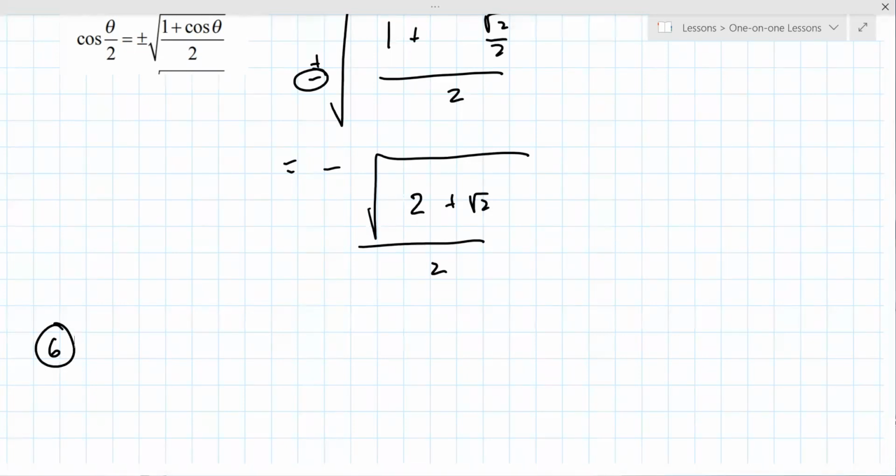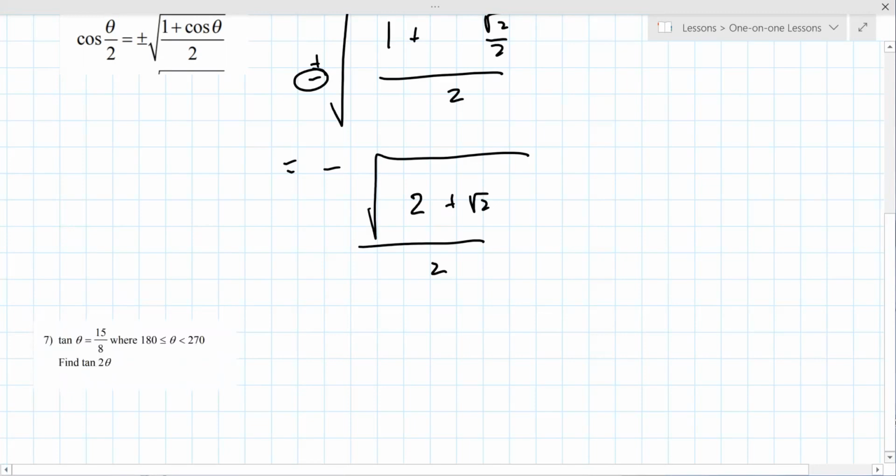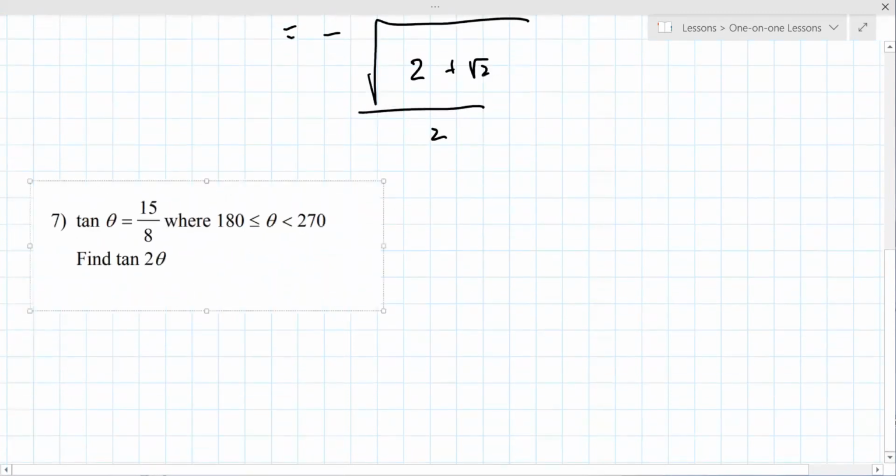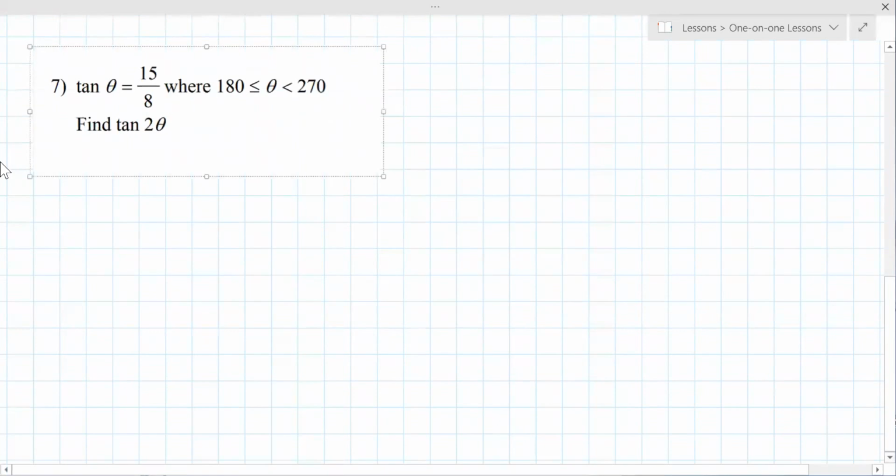So this is what I wanted to find. I wanted to be able to snip this in because these are the kinds of problems you might see on a placement test at a university. All right, so it says tangent of theta equals 15 over 8, where 180 is less than theta less than 270. So this is telling you that you're in quadrant 3.